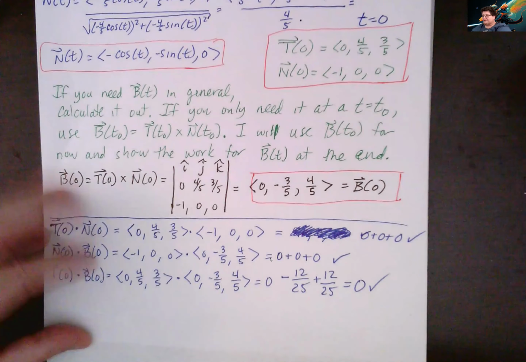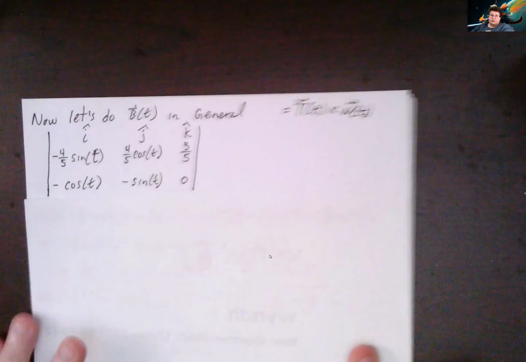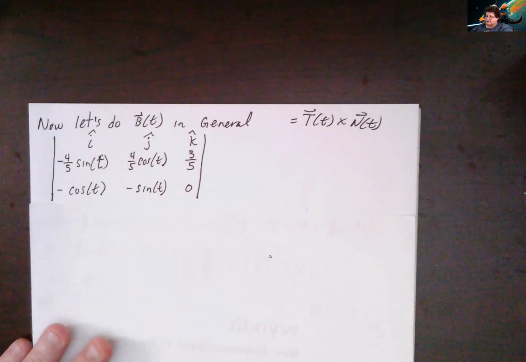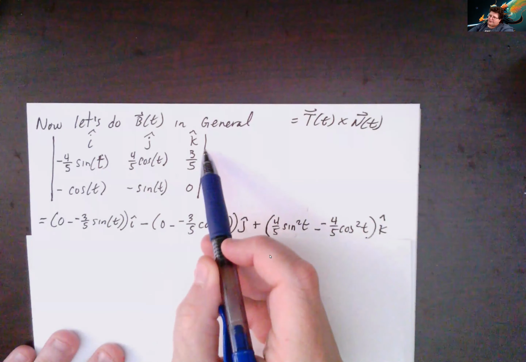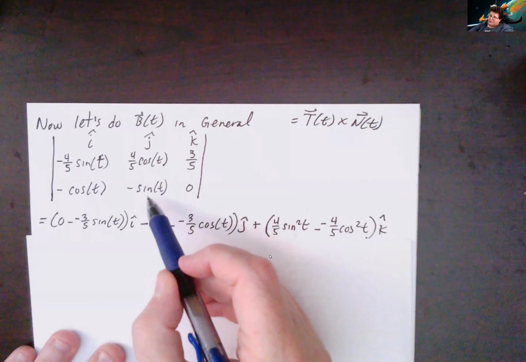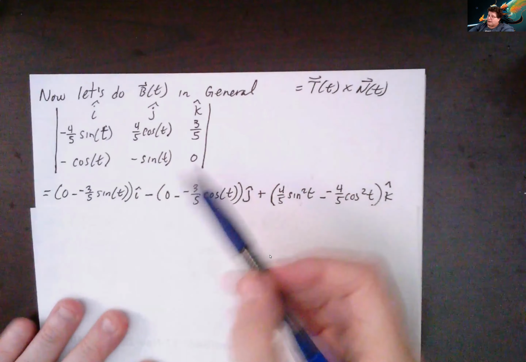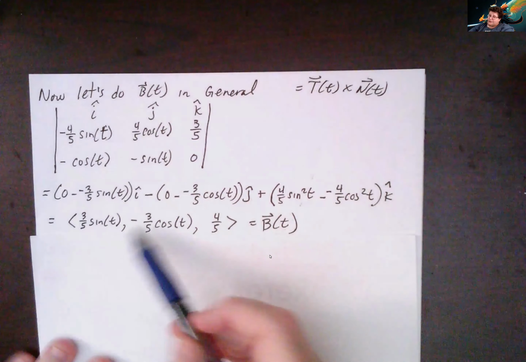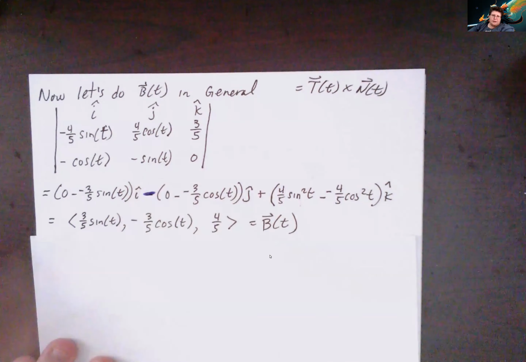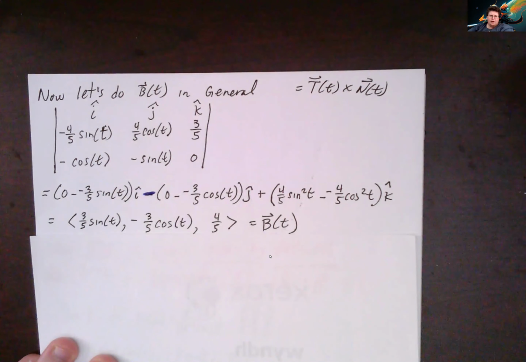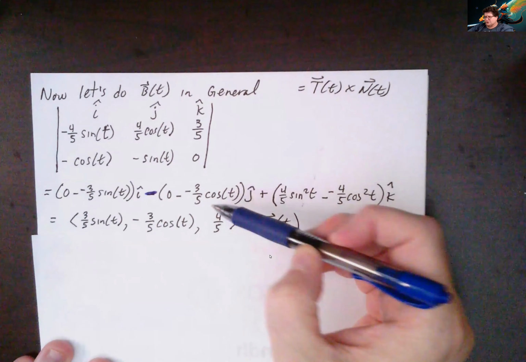Let's look at the general form of B. So B in general is T cross N, and I'm going to just go through and calculate it. The i component is minus 3/5 times negative sine. So minus and negative is positive. We'll end up with a positive 3/5 sine t. As we see there, we do the j component. Remember it's negative. Don't forget that. A couple of you on the test made them all positive, put negatives on the wrong ones. It was a little weird. Just follow this in order.